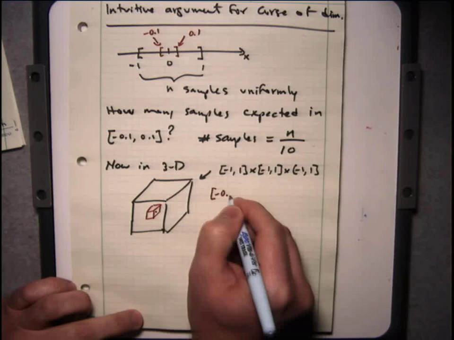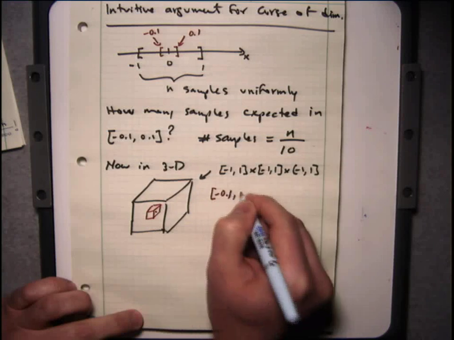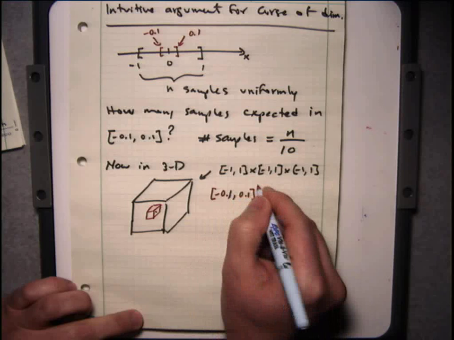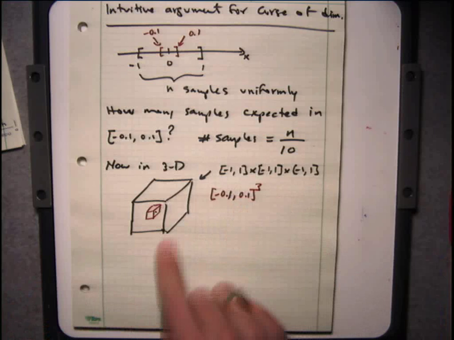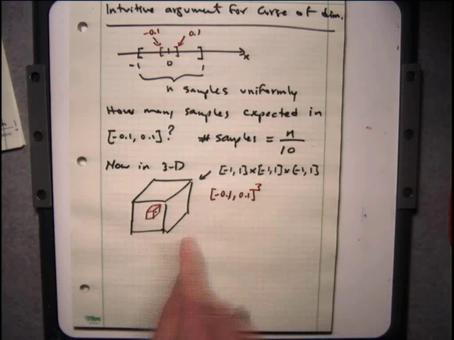It's minus 0.1 to 0.1. I'm going to write it like this, cubed. Okay, so now I can ask exactly the same question. I say I have n samples uniformly distributed in the larger cube. How many samples can I expect in the smaller cube?